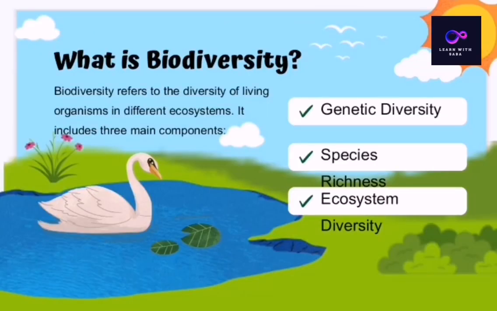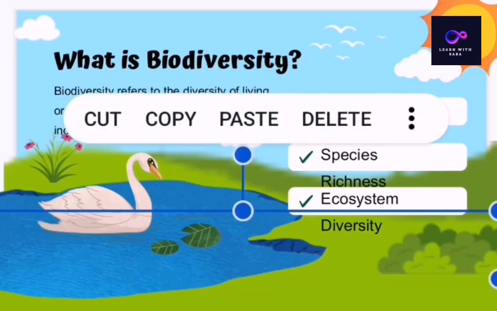What is biodiversity? Biodiversity refers to the diversity of living organisms in different ecosystems. It includes three main components: genetic diversity, species richness, and ecosystem diversity. These are the three basic components of biodiversity.